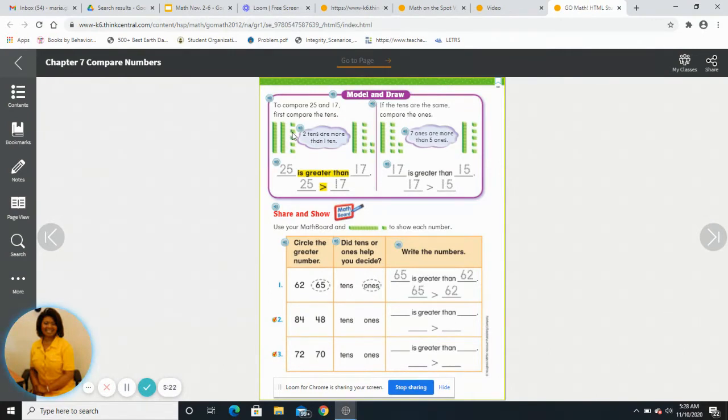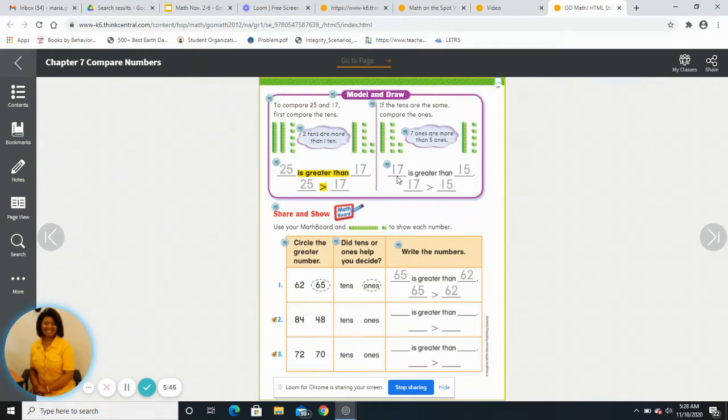So we are trying to see which number is greater. Okay, so we can look simply in the tens place in this situation. 2 is bigger than 1. Therefore, 25 is greater than 17. And this is the alligator's mouth, and the alligator always wants to eat the bigger number.